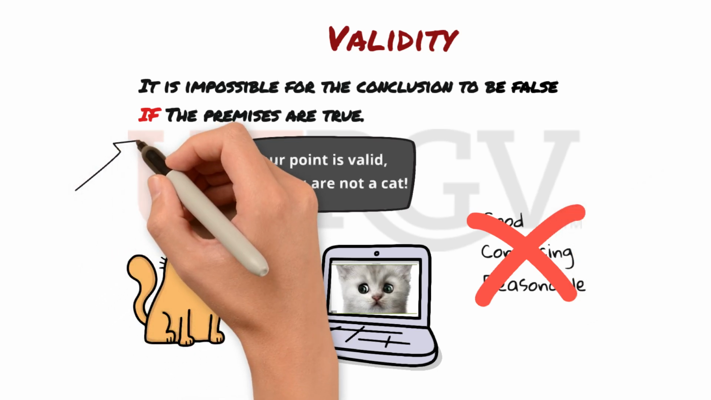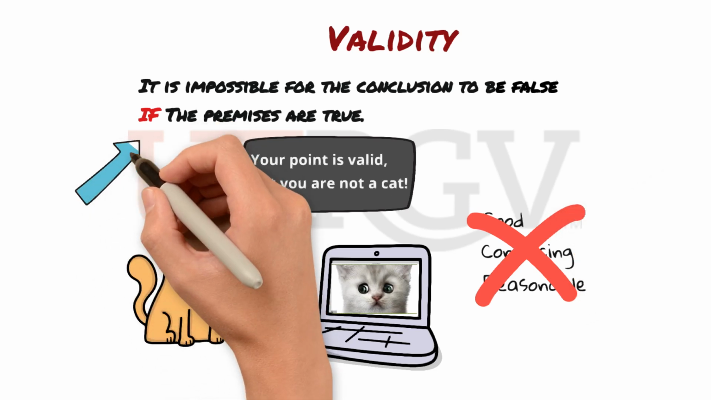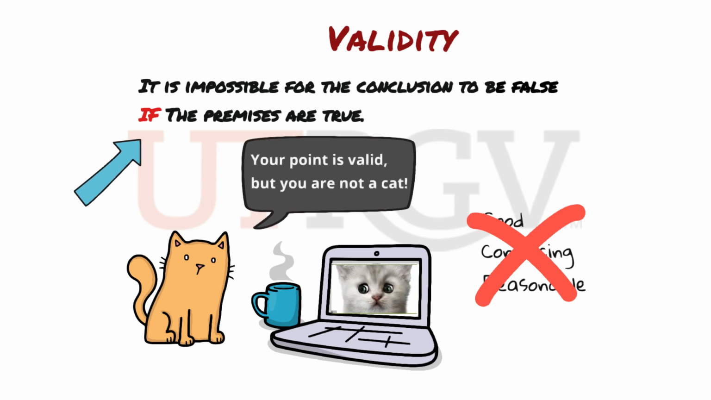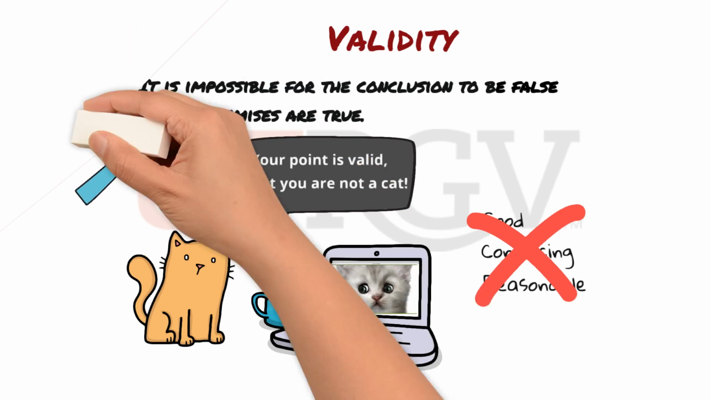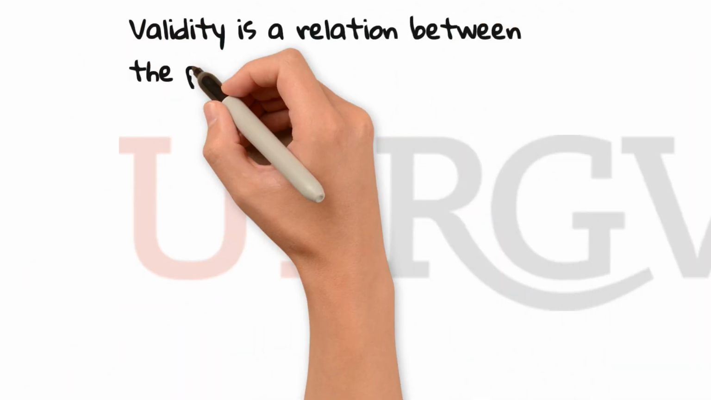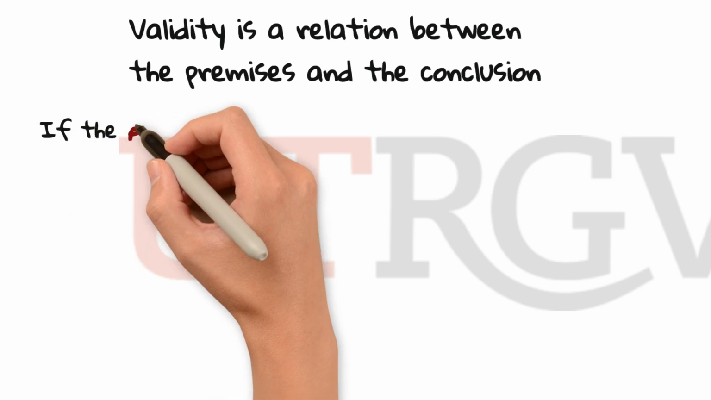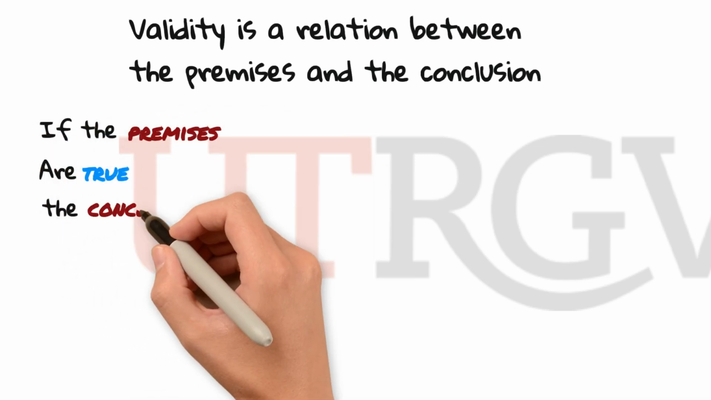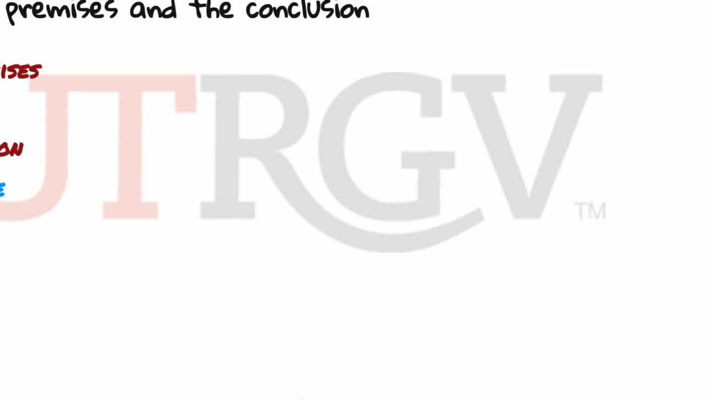When philosophers say that an argument is valid, they mean something more specific. If the premises are true, the conclusion must be true as well. To say that an argument is valid is to say something about the relationship between the premises and the conclusion, namely that if the premises are true, the conclusion has to be true. But this doesn't mean that the premises or the conclusion are true.